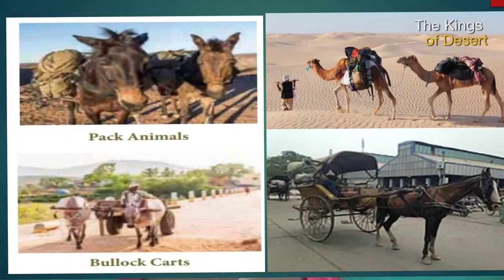Look here in this picture, children. You have a picture of camels carrying people. Then we have donkeys, they are carrying heavy loads. We can see that people are traveling in bullock carts and tongas. So these are the four means of animal land transport which were used.